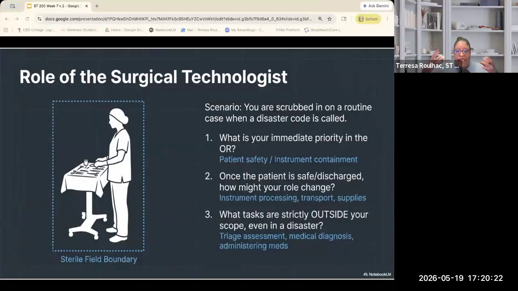So here's our situation. We're scrubbed in mid-procedure. We're doing a routine laparoscopic cholecystectomy. Okay, we're just removing the gallbladder. Nothing crazy. Suddenly, overhead announcement: Disaster code activated. What is your immediate priority in the operating room?